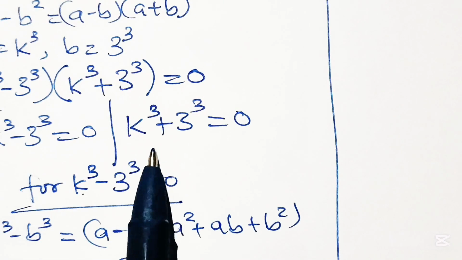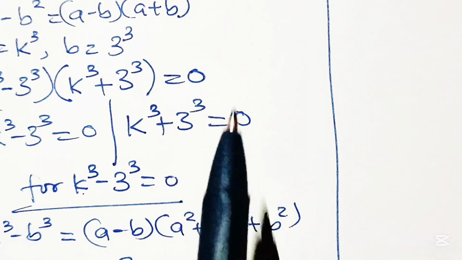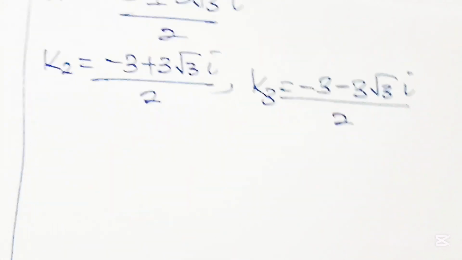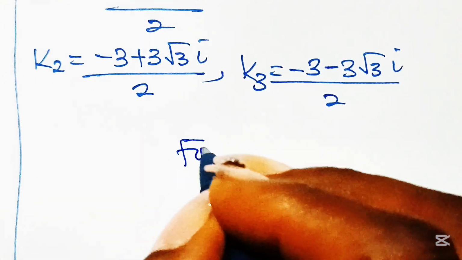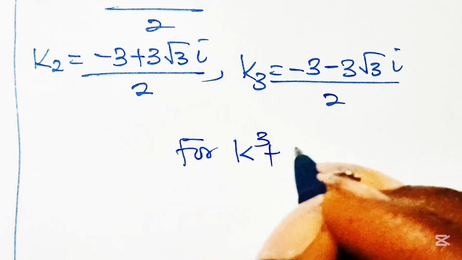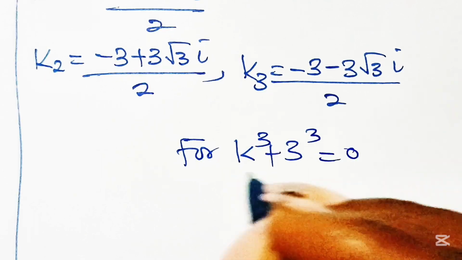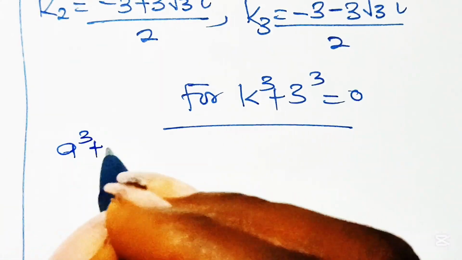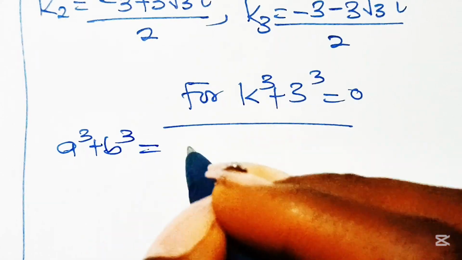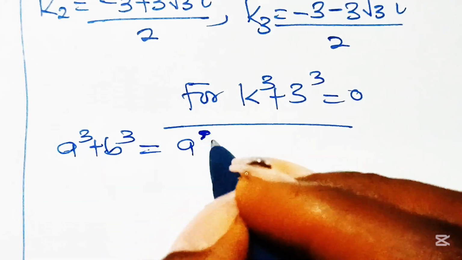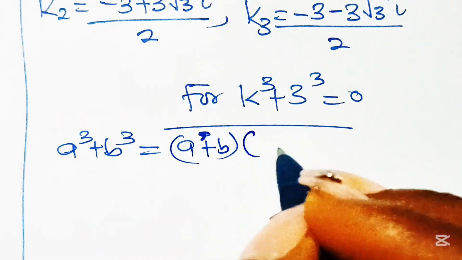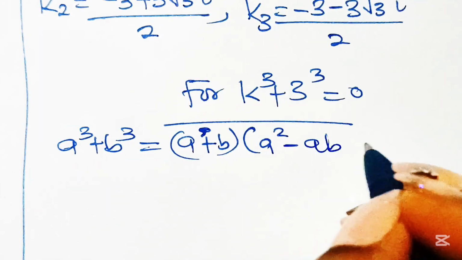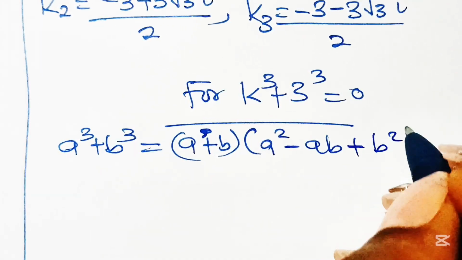Recall this place, k to the power of 3 plus 3 to the power of 3 is equal to 0. So we are going to solve that. So we'll write k to the power of 3 plus 3 to the power of 3 is equal to 0. This is an identity that states that a to the power of 3 plus b to the power of 3 is equal to a plus b, okay, multiplied by a squared minus ab plus b squared.